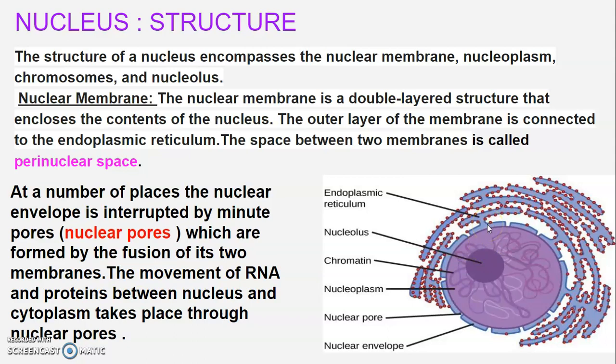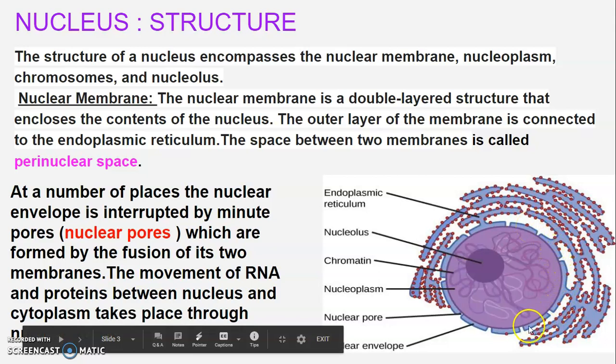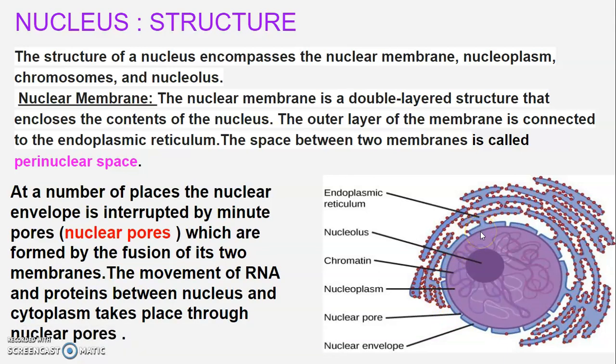The nuclear membrane. The nucleus is covered by a double layered membrane. Here in the picture you can clearly see the nucleus is covered by a double layered membrane, the outer membrane and inner membrane. The outer membrane is connected to the endoplasmic reticulum, actually the rough endoplasmic reticulum. You can see the ribosomes are attached on it, or we can say the outer membrane is in continuation with the endoplasmic reticulum. Here you can see the inner membrane.